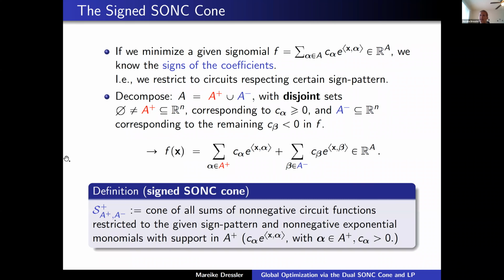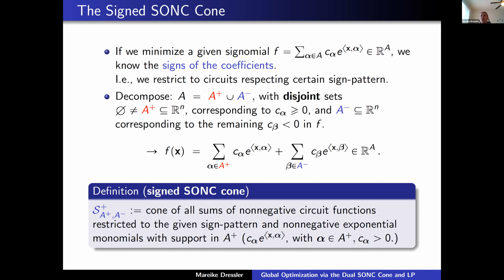And accordingly, I now define the so-called signed SONC cone, which I give this symbol here as plus sub A plus A minus, as the cone of all sums of non-negative circuit functions restricted to this given sign pattern. And additionally, we add non-negative exponential monomials supported on A plus. So these are expressions supported on a single element. So these guys here. So now we know, so to say, the primal SONC cone in this game.